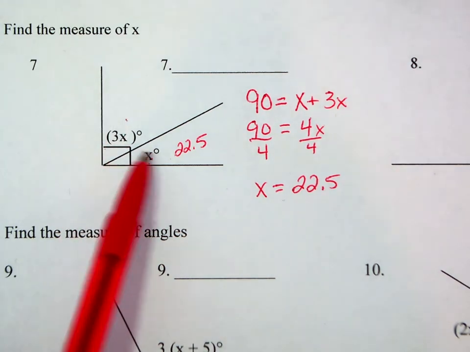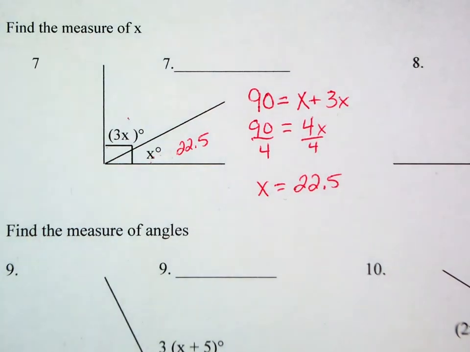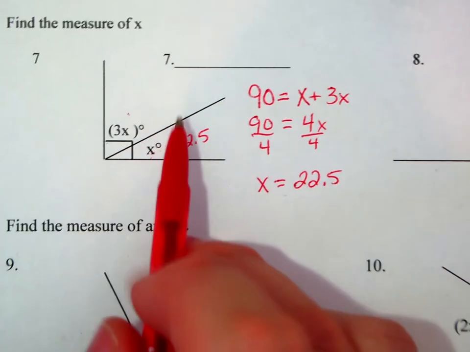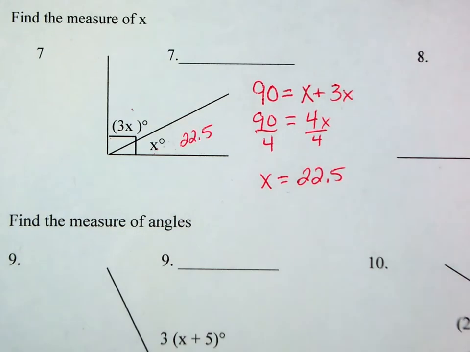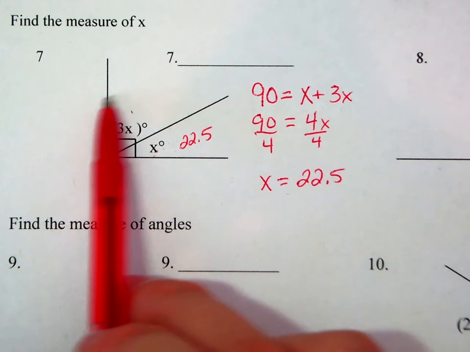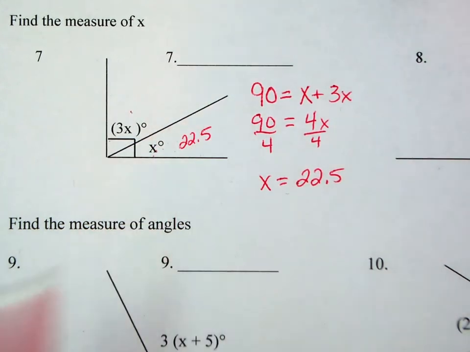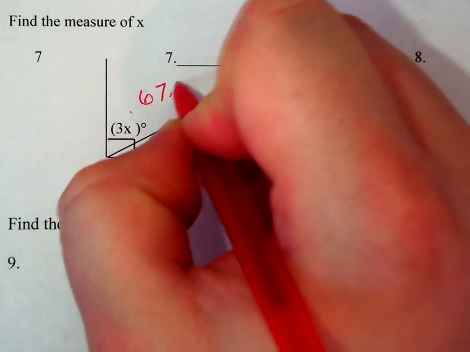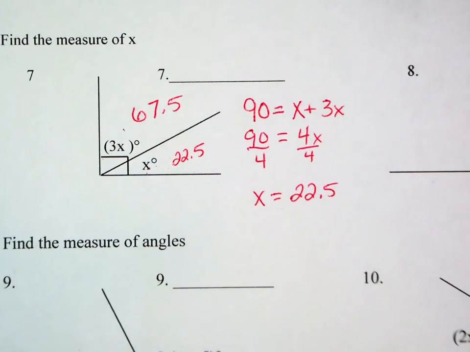One, I can plug the x value into this second expression, 3x, so 3 times 22.5, and get 67.5. Alternatively, I know that these two angles have to add up to 90 degrees, and the lower angle is already 22.5 degrees. So my 90 minus the 22.5 will give me the degree value for the remaining angle. Either way, I will learn that 67.5 is the degrees for that angle.